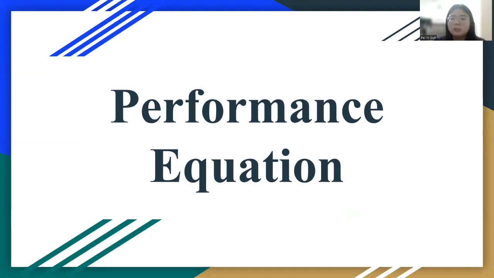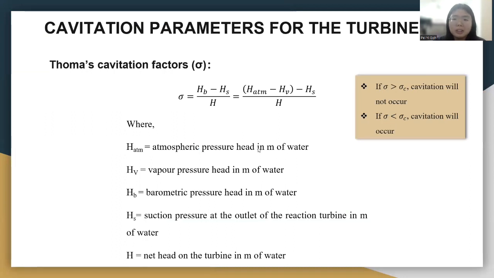Thank you. Then about the performance equation that relates to the cavitation. To identify the cavitation occurrence region in a turbine, Professor David Thoma has proposed a dimensionless number which is called the Thoma cavitation factor, and sigma is the symbol. This is the equation to find the value of sigma: Hb minus Hs over H. Hb is the barometric pressure head, while Hs is the suction pressure at the outlet of the reaction turbine. H is the net head of the turbine. Hb can also be derived as the atmospheric pressure head minus the vapor pressure head.